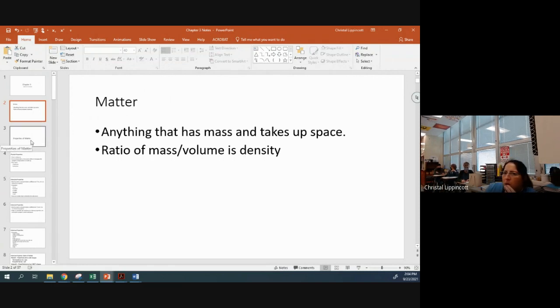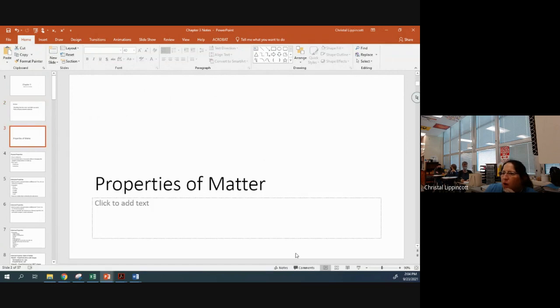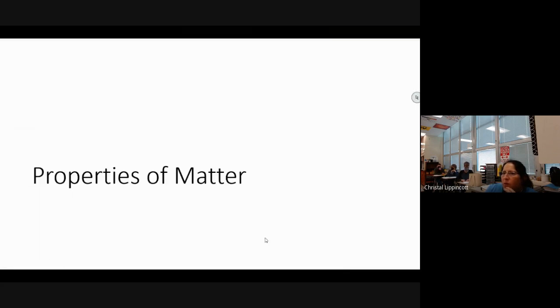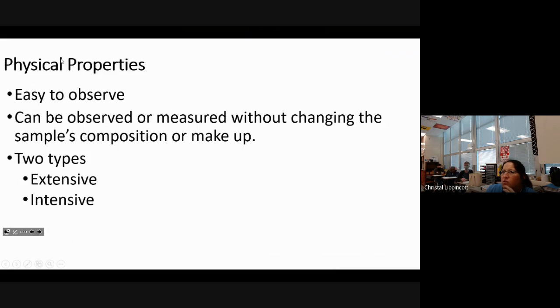We can look at properties of matter. As far as properties of matter are concerned, we can break those down into physical properties and chemical properties. I have a flow chart over there for you, and I can draw it up here too. We have properties as a whole, and we can break those down into physical and chemical.